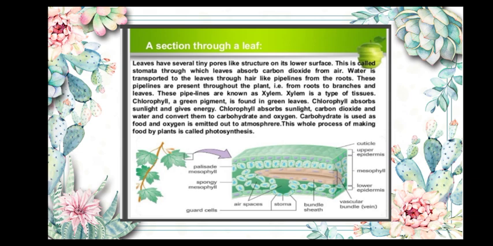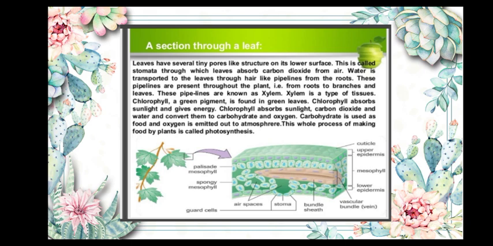Now we will go through the section through a leaf. What are all the components present in the leaf? Leaves have several tiny pore-like structures on the lower surface. These are called stomata, through which leaves absorb carbon dioxide from the air, the same as the pores present in our human body skin.